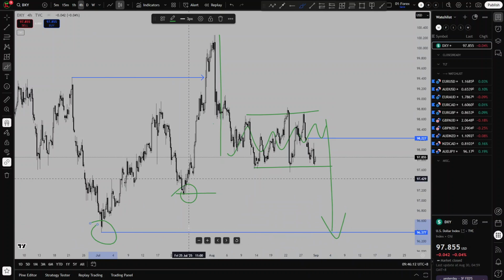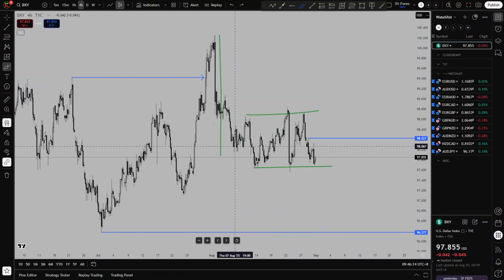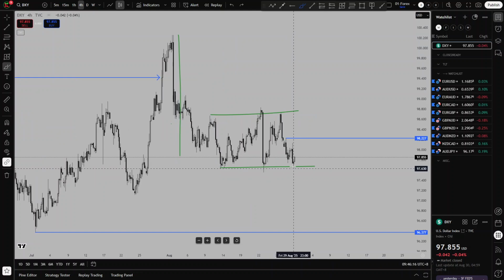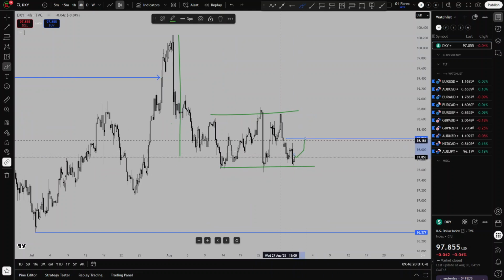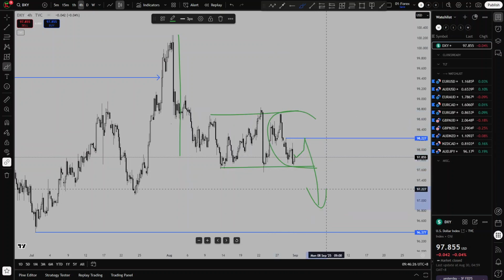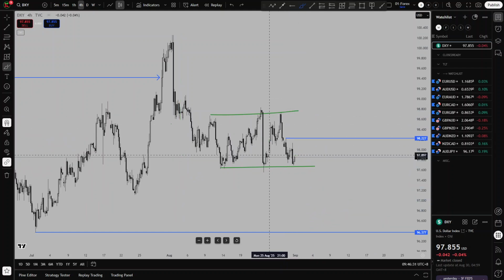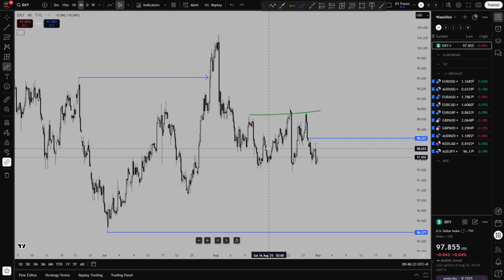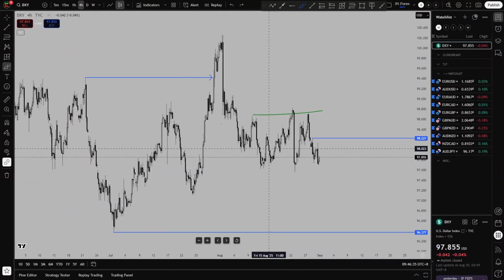area retesting the low. Considering there is Labor Day on Monday, I would not be surprised if the DXY is just creeping back up into more or less the 50% range of this last leg here before we see a reaction to the downside. But overall, on balance, I'm still leaning more towards US dollar shorts next week.